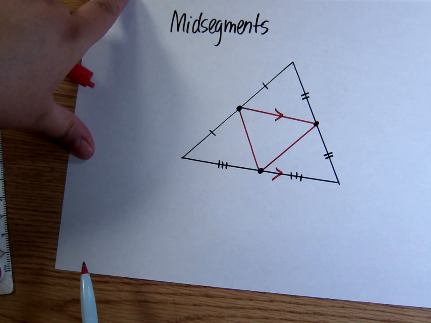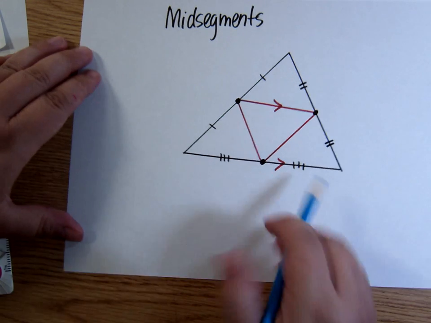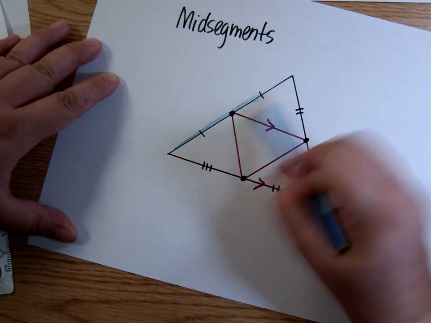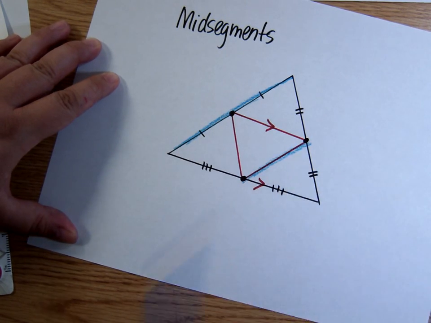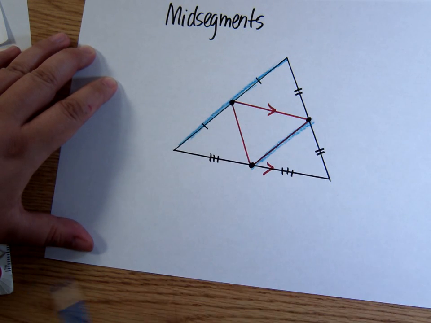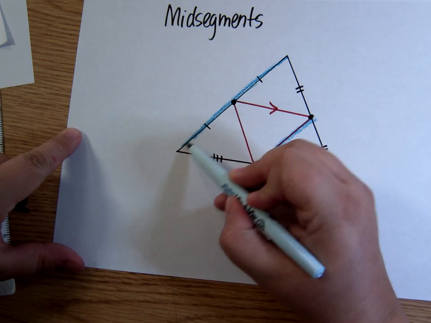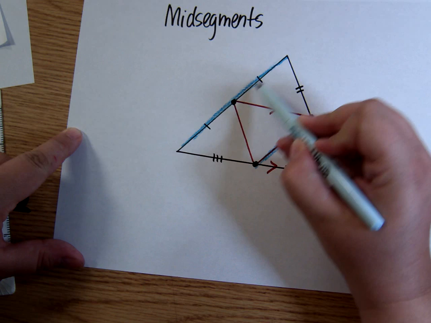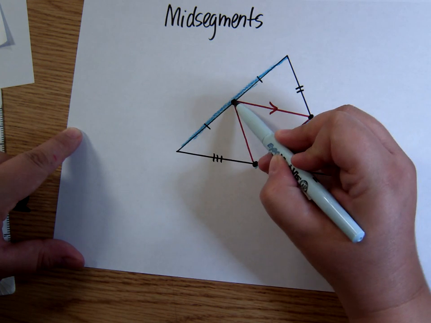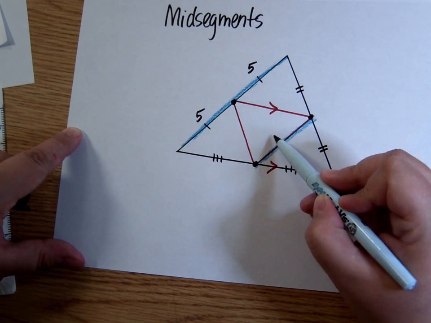Every midsegment is parallel to the side it doesn't touch. Those 2 that I marked parallel are parallel. This one and this one are parallel. So every midsegment is parallel to the side it doesn't touch. And it is half as long. So for instance, if this whole blue segment is 10, notice that this is a midpoint, so that means I really have 5 and 5. Well, this would be half of 10, which is 5.